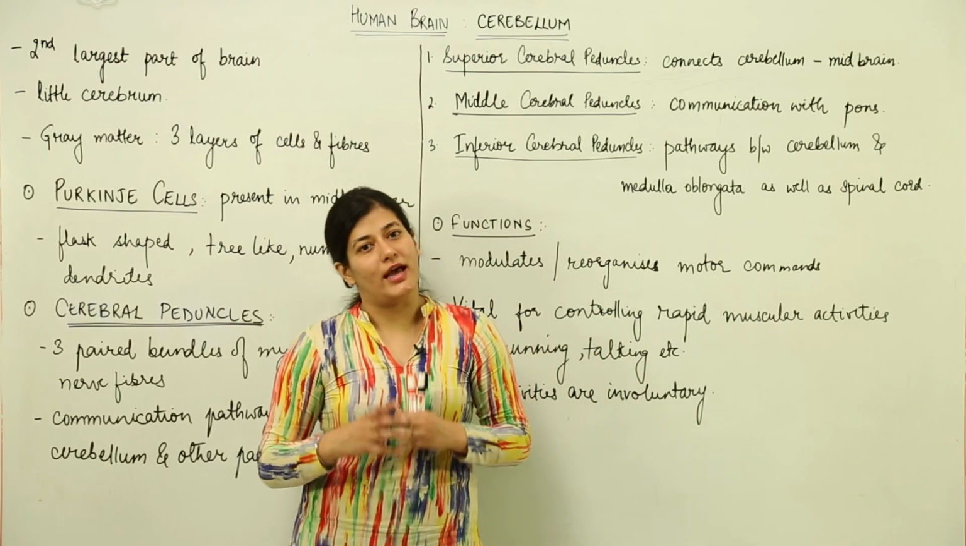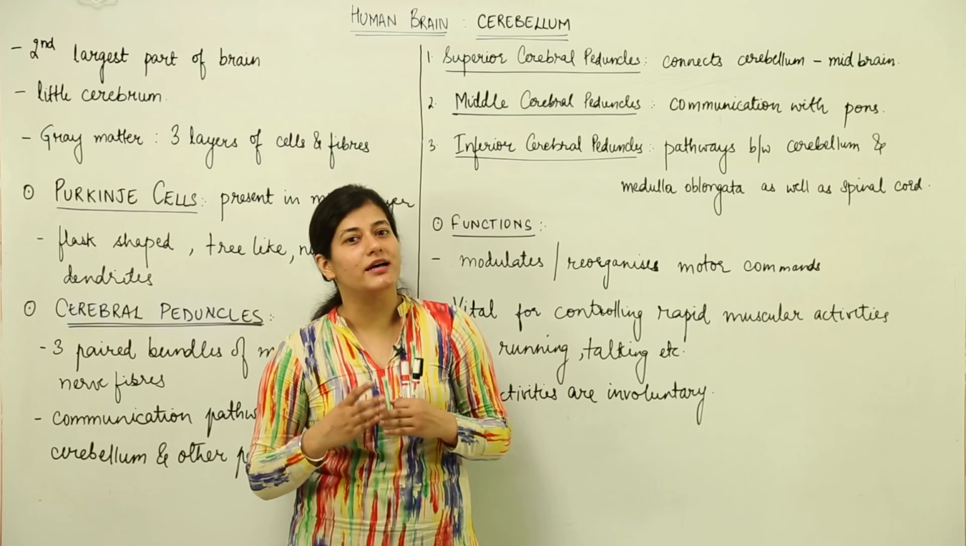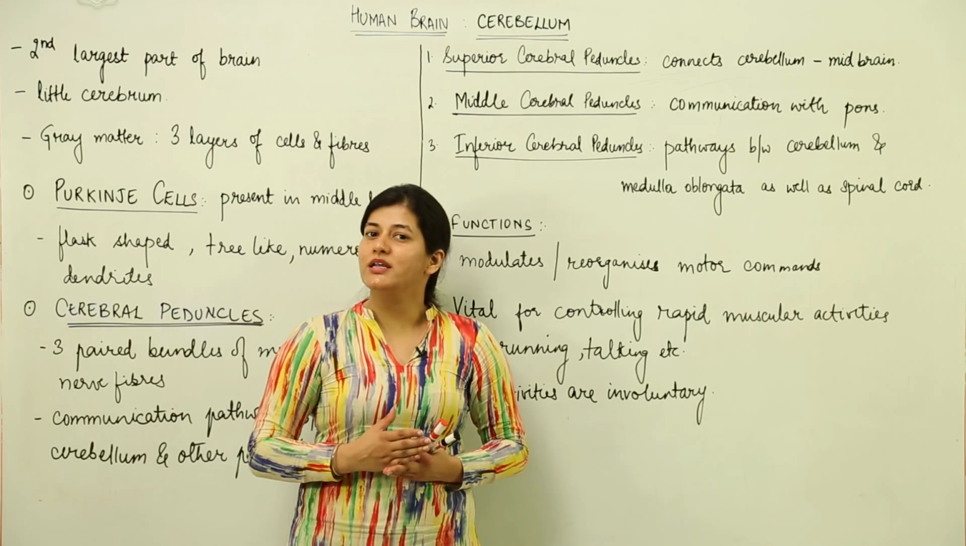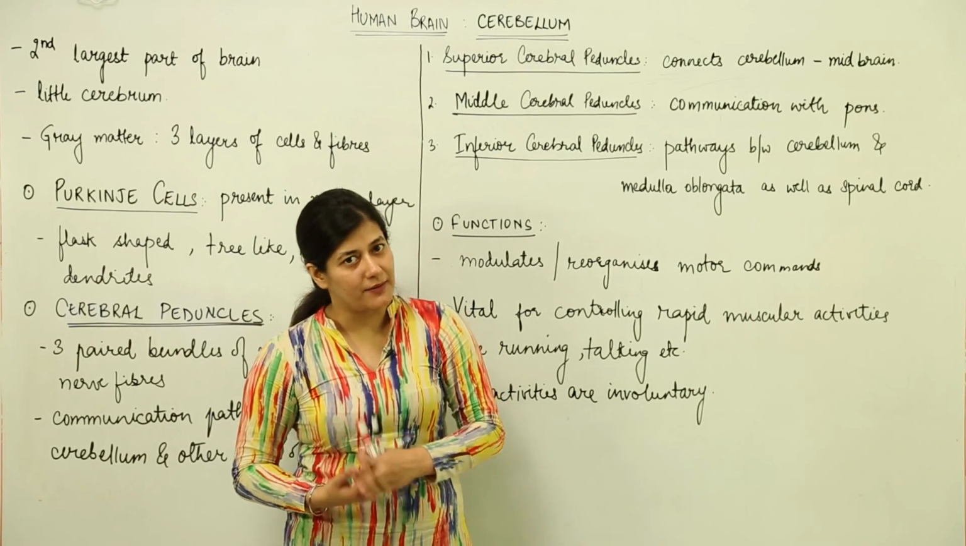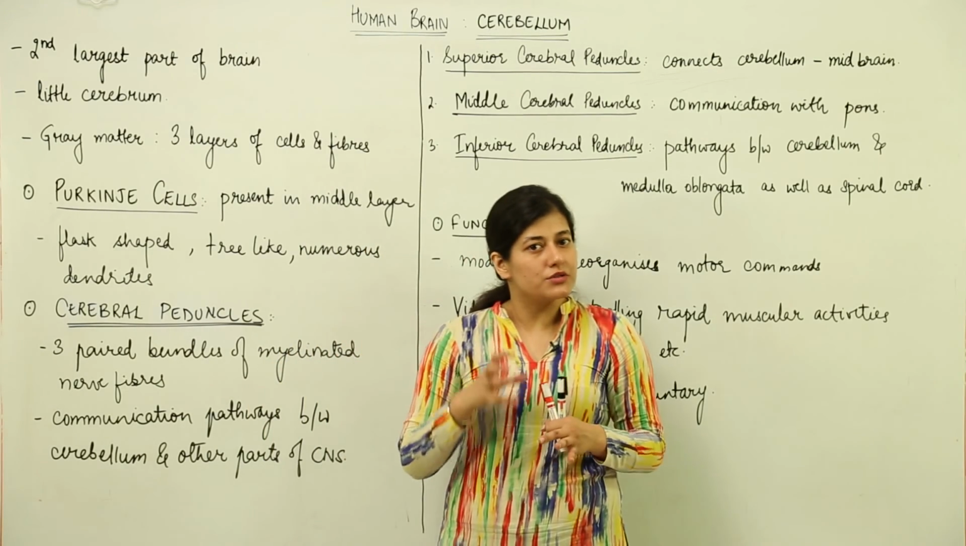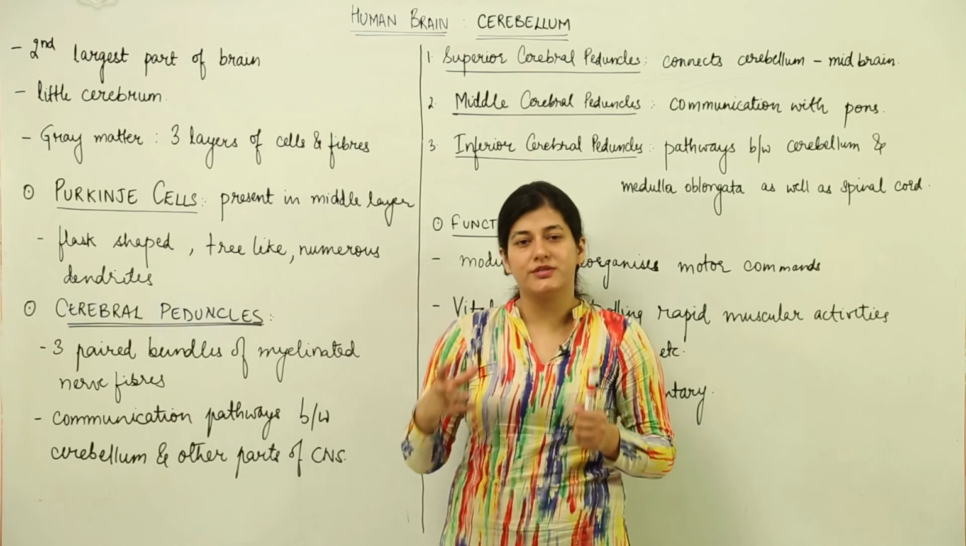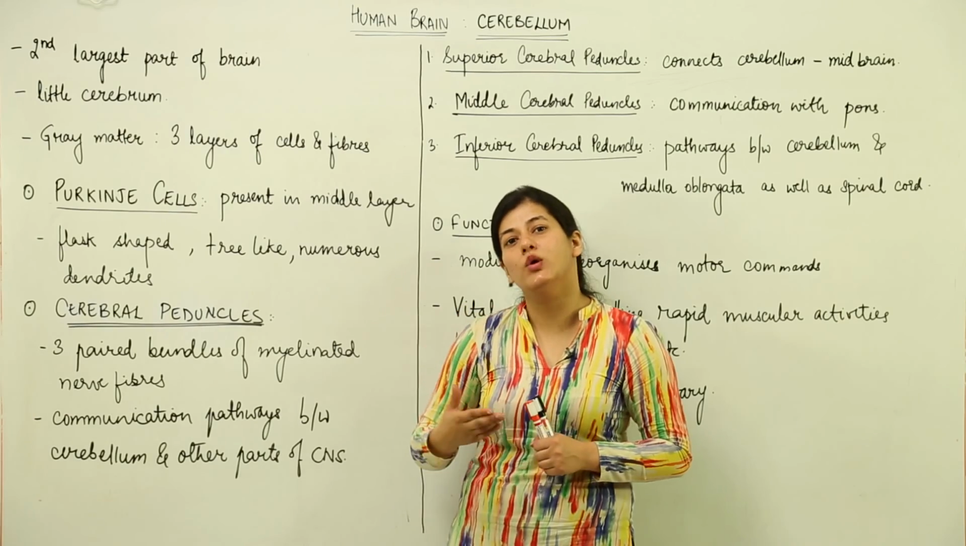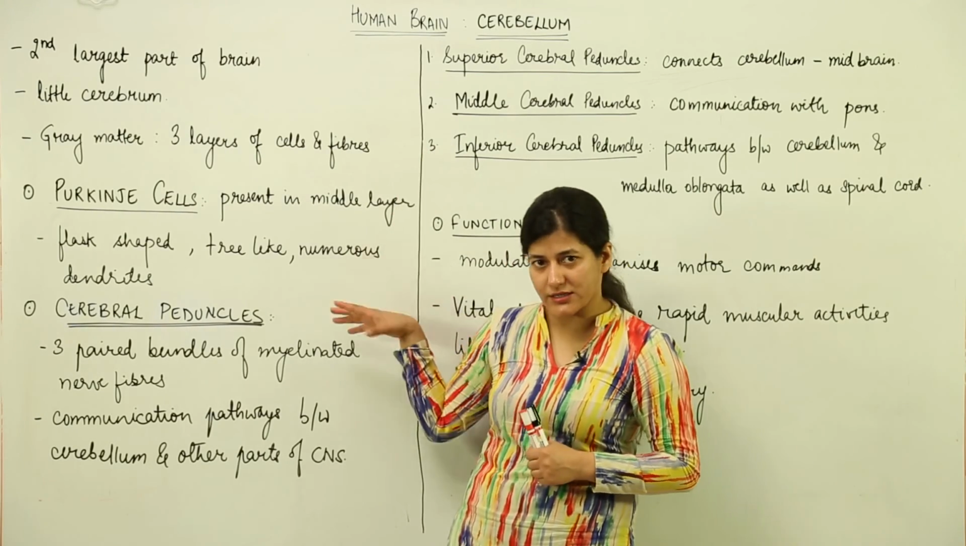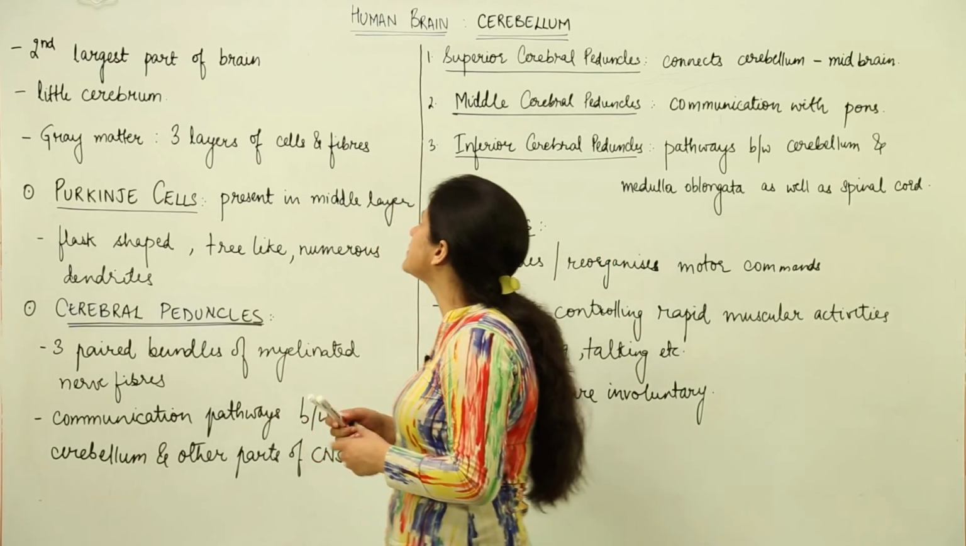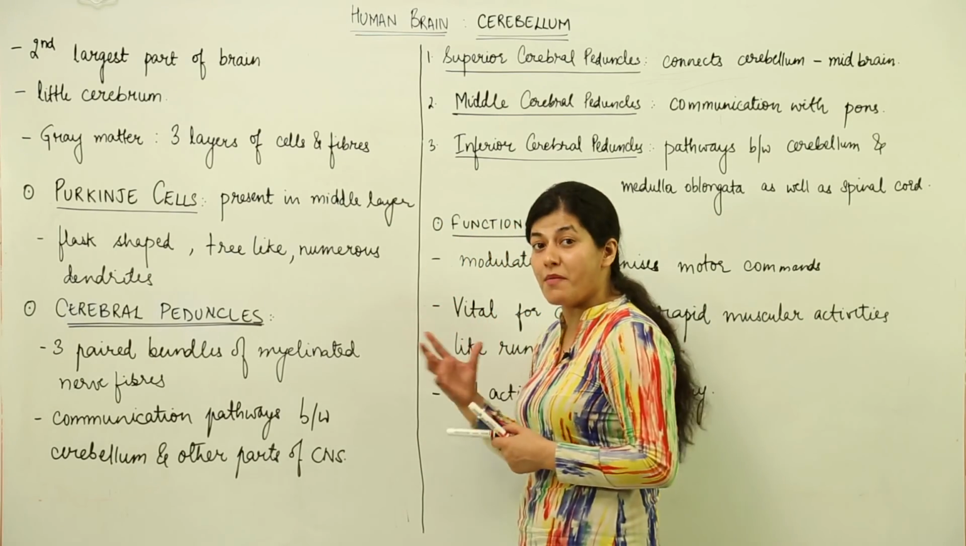Now, first of all, as I told you, it is the second largest part of the brain. First one is cerebrum, the second one is cerebellum. Like cerebrum, it also has two hemispheres. We know that there are two cerebral hemispheres, so the cerebellum also has two hemispheres. So, let us see what are the characteristic features of cerebellum which we have to remember by heart.